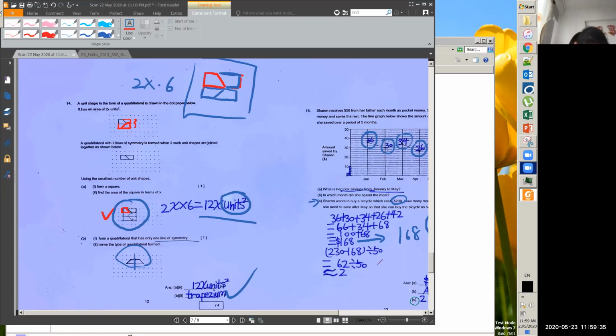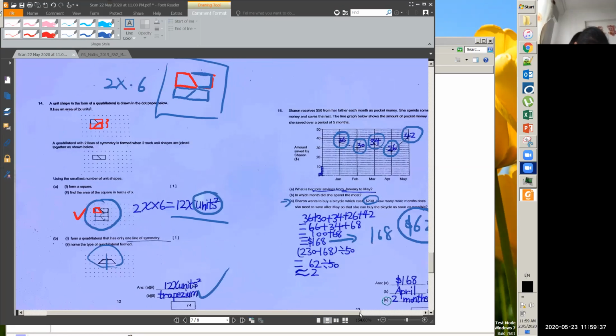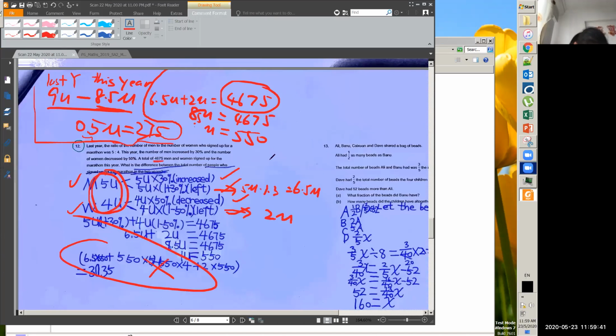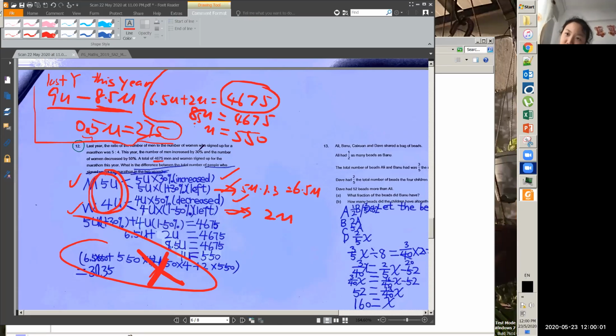Over here is also good. Over here, question 12. You just look at the screen. You don't have to go through this much hassle. You just need to use last year 9U minus this year 8.5U. So the difference is 0.5U, and then 0.5U is 275 because your U is 550. Okay, very simple.